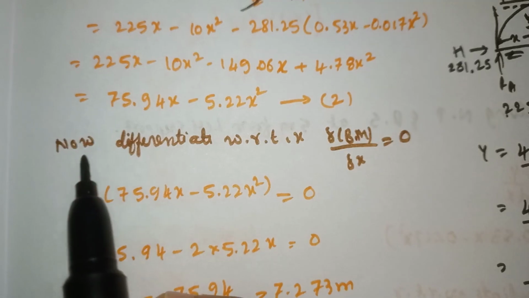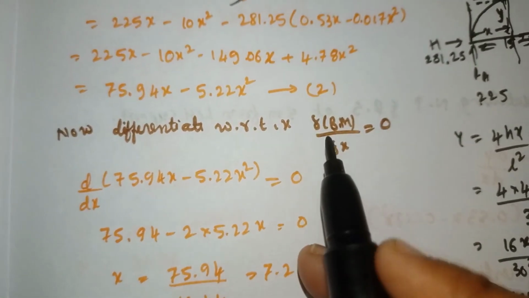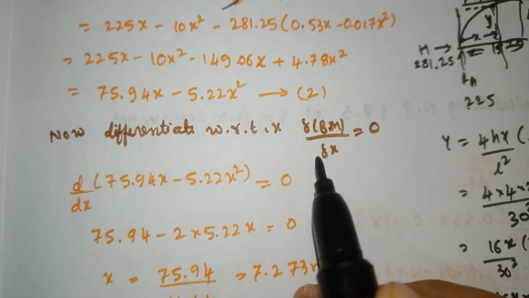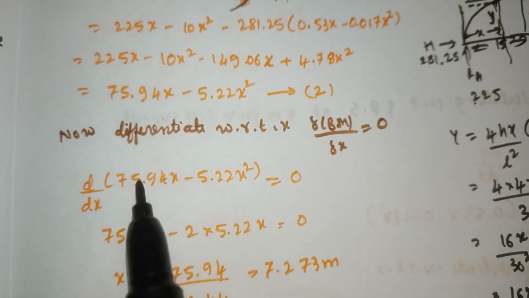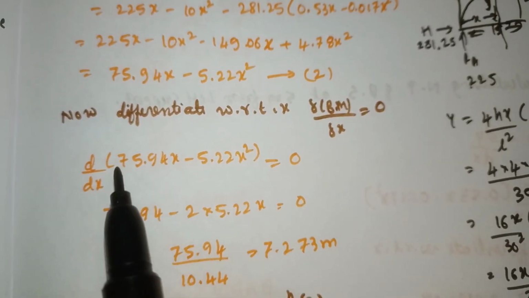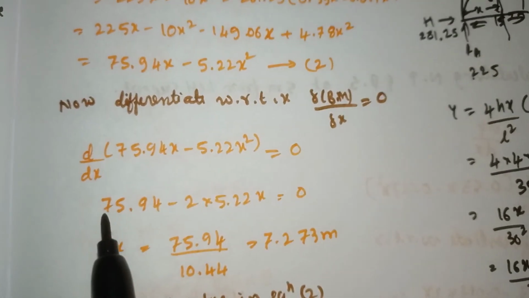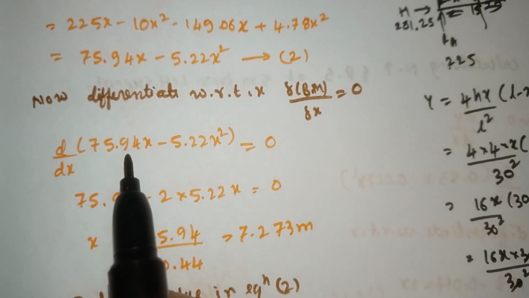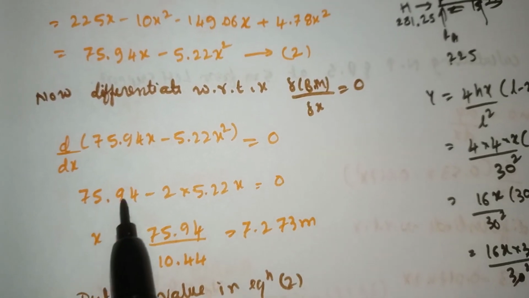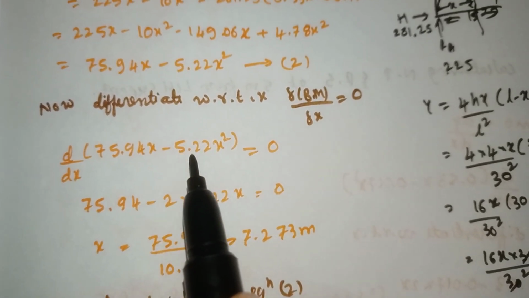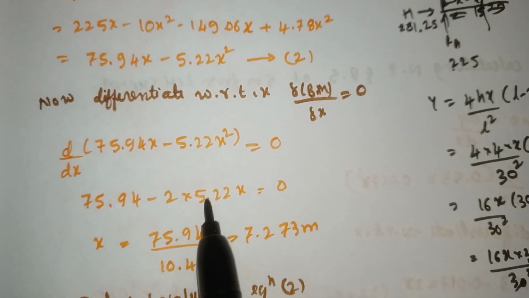Now what we have to do is differentiate this equation with respect to x. The differentiation of x is 1. So the differentiation of 75.94x will be 75.94, minus the differentiation of 5.22, which is a constant, so I am putting that as it is.